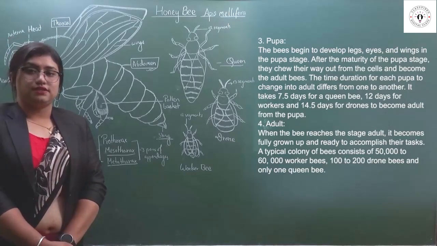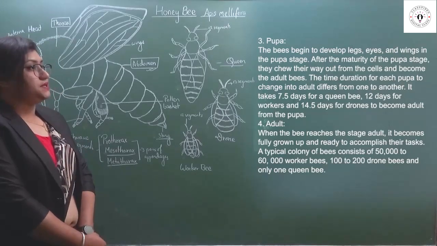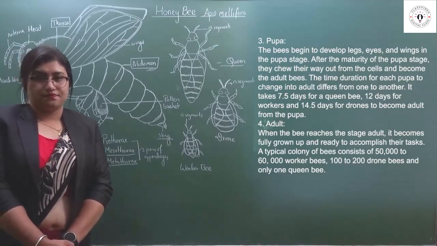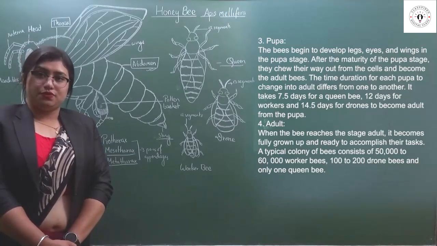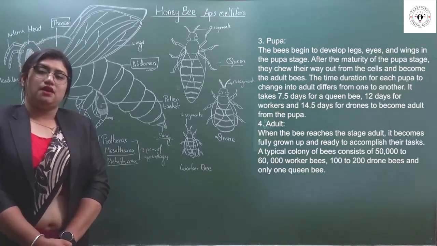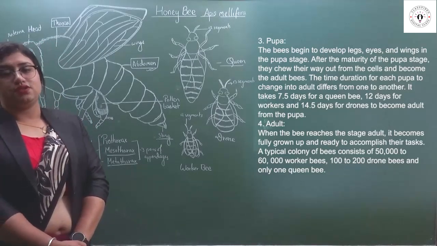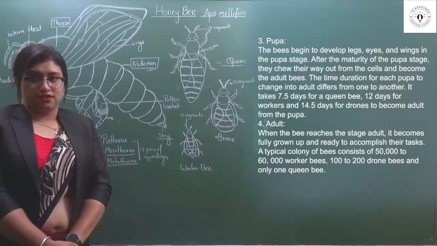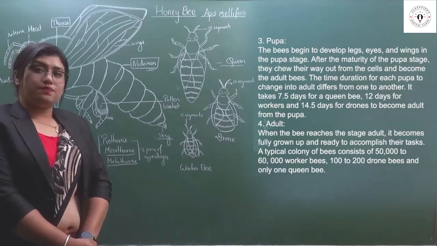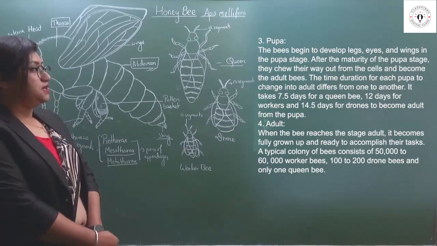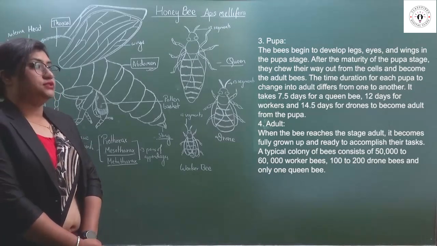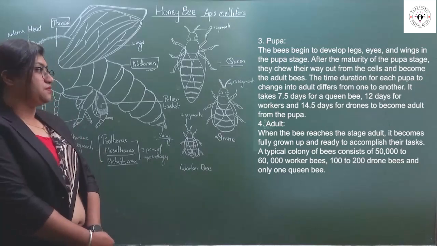Here, let's go to the next stage, that is pupa. The bees begin to develop legs, eyes and wings in the pupal stage. Whenever they turn into pupa, the birth cells are closed by the worker bee. During that, they also form a cocoon-shaped structure over themselves, and they change into the adult one. The cells are all closed, and later they chew up the shell and come out as the adult after 12 days for the worker, 14.5 days for the drones, and 7.5 days for the queen.